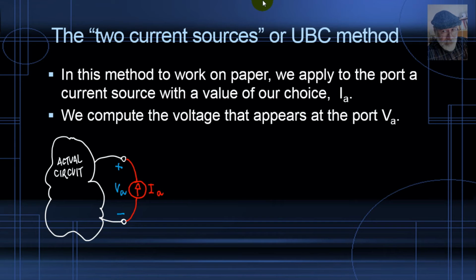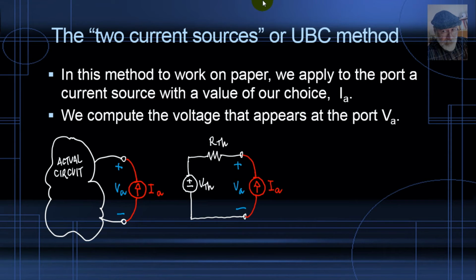If that circuit is truly equivalent to this one, when we connect that current source to the equivalent one, the same voltage VA that I have obtained with MNA from the circuit on the left must appear.